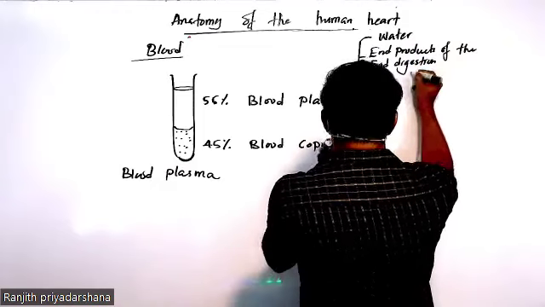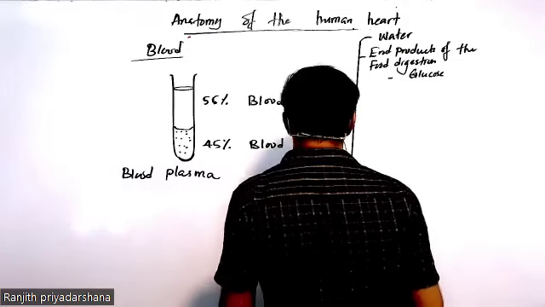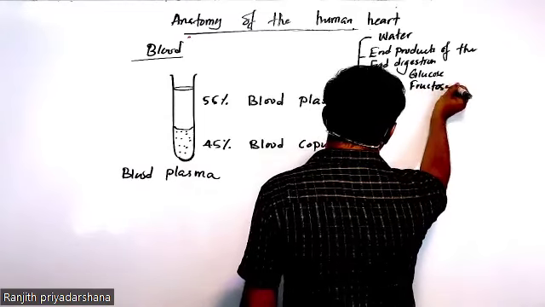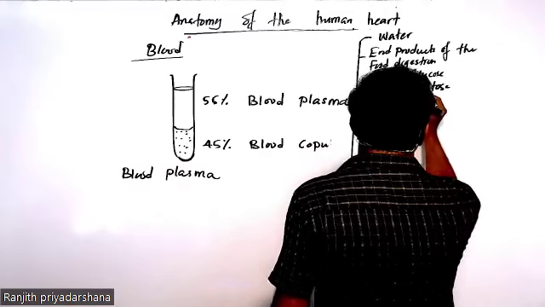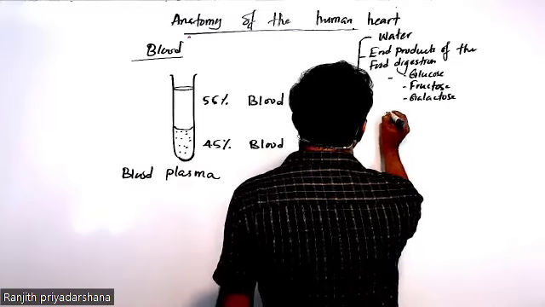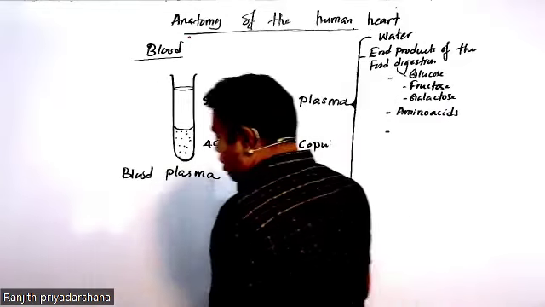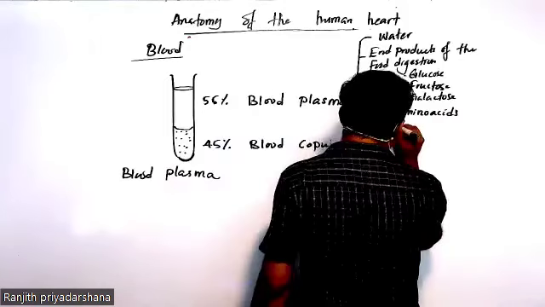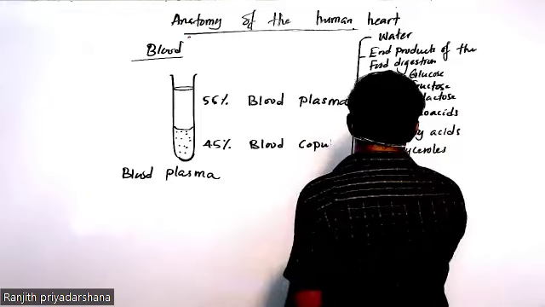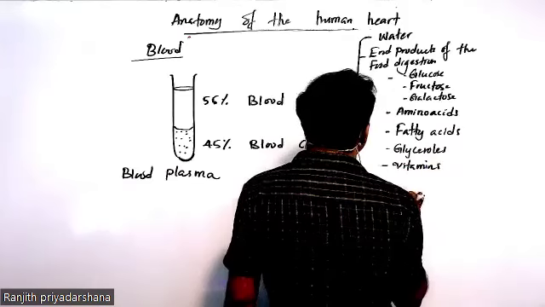That means from carbohydrate, glucose. By the different sugars, like when you get sucrose, its end products are glucose, fructose, and another monosaccharide, galactose. Another end product of the food digestion, that's by proteins, amino acids. End products of the digestion of lipids, fatty acids and glycerols. Vitamins. So those are the end products of the food digestion.